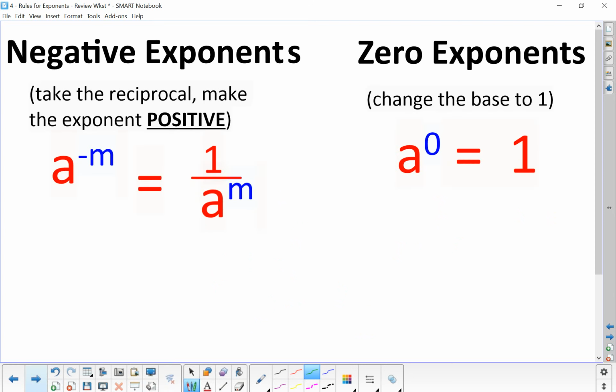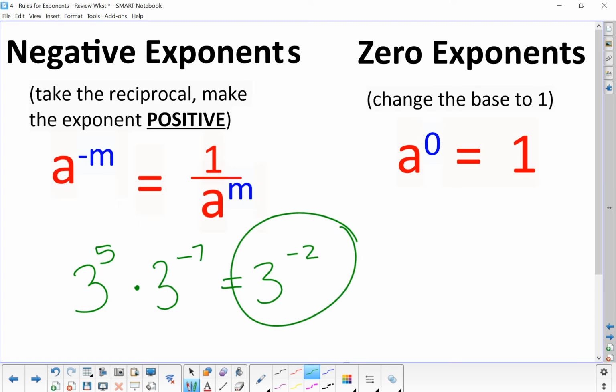The last 2 rules are rules that you need to know for when your answer gets one of these types of powers. So it's not an operational rule, but it's what you do when your answer looks like one of these numbers. So earlier, I gave you an example kind of like this, where I had 3 to the 5th times 3 to the negative 7th, and I got an answer of 3 to the negative 2 power. So sometimes, when you're done simplifying using your power rules, you actually get a negative exponent.